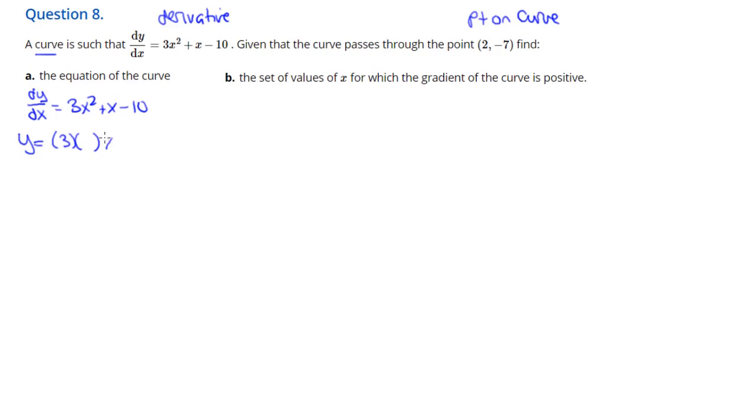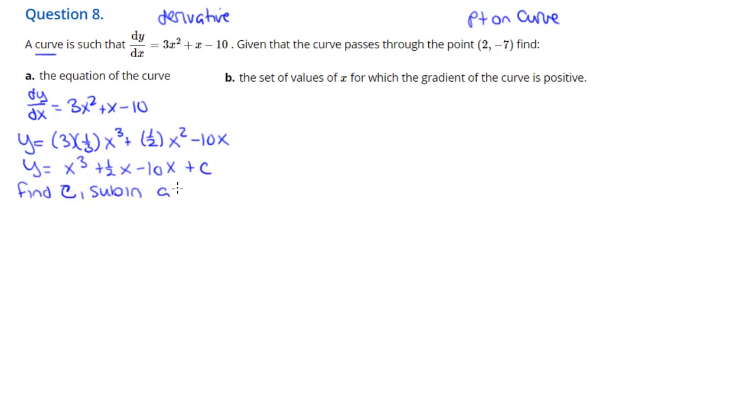So this is going to be 3 times, we'll get x to the third, so that's going to be a 1/3. Then this is going to be x squared, so that's going to be a 1/2. And then this is going to be minus 10x. All I've got to do now is multiply this, and I'm going to find out that my original indefinite is x to the third plus 1/2 x minus 10x plus c.